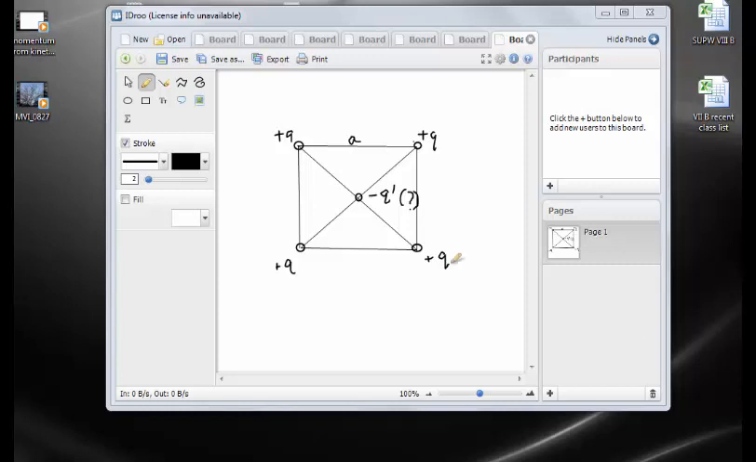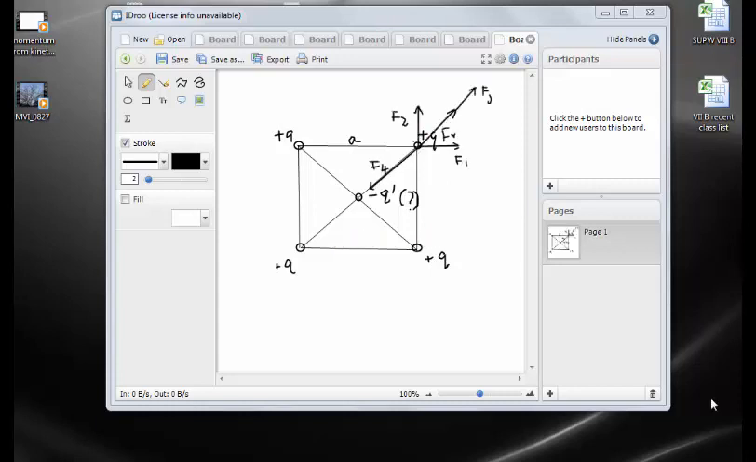Let us solve the second problem in the series of electrostatic equilibrium of charges. Let us assume that there are four charges of equal magnitude and of equal sign kept at four corners of a square, and we have to find the charge which will have to be kept at the center of the square in order to have all these charges in equilibrium. That means the net force on all these charges must be equal to zero.